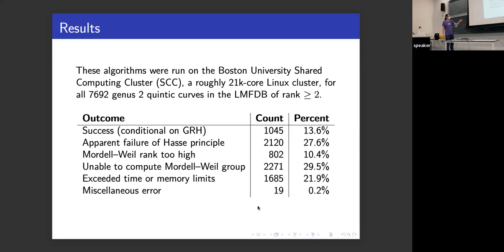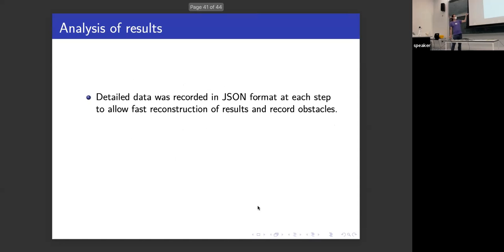And about 22% of the time, I set some sort of limit on how long I would let these chug away before cutting off the computation. So we hit some sort of time or memory limits. And again, this is almost always due to difficulty computing the Mordell-Weil group. For all of these, I recorded detailed data in JSON format that records all the intermediate computations and any obstacles that were encountered. So if anyone else wants to start where this left off, or improve on any part of this method, the computations that were already done don't need to be redone.